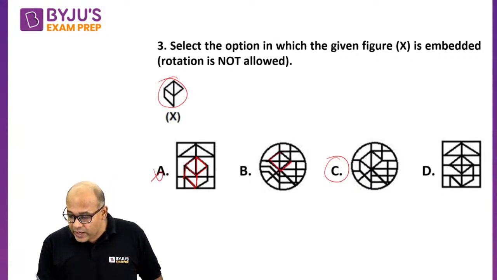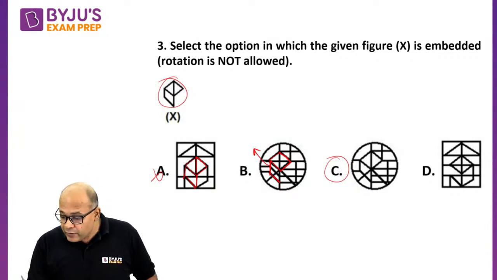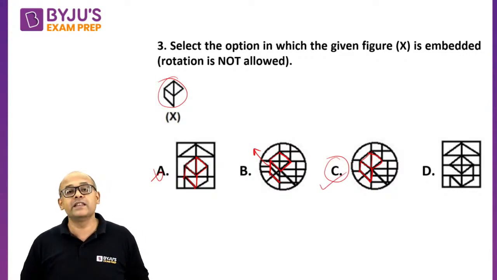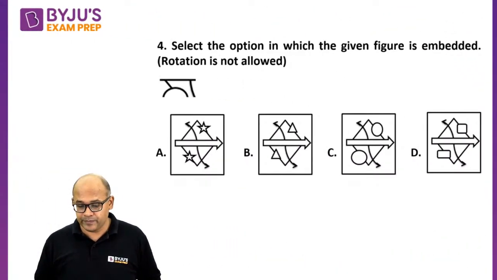In B, again you have this top part, but this line is missing here. If this line had been present, then the answer would have been B, but that is missing. If you look at C, everything that you need is present. This entire image is present, hence the correct answer is C. Right? So simple. Let's go ahead to the next question.